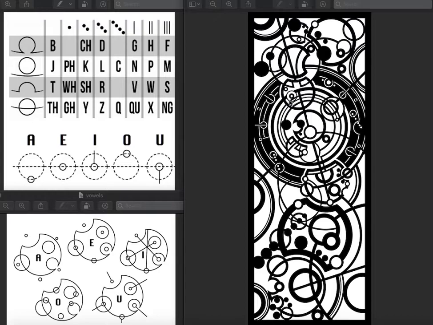We read the M first. So 1, 2, 3 lines on the M. And then the E is in the middle of it. So like this with an E in the middle of it. So here we have S-O-M-E, so some.